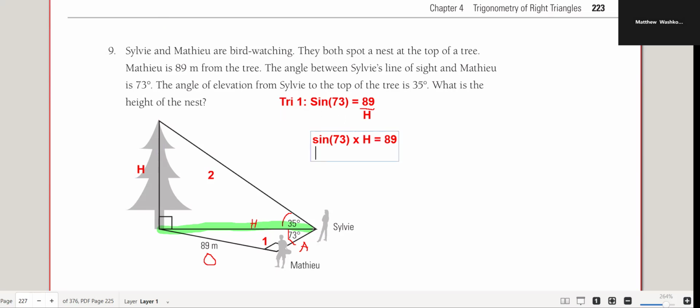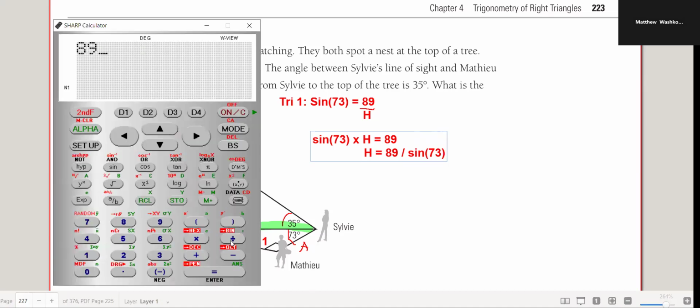Divide both sides by sine of 73. Equals 89 divided by sine of 73. If I do that, it's going to pop out the length there. So 89 divided by sine of 73, 93. I'm just going to put 93.